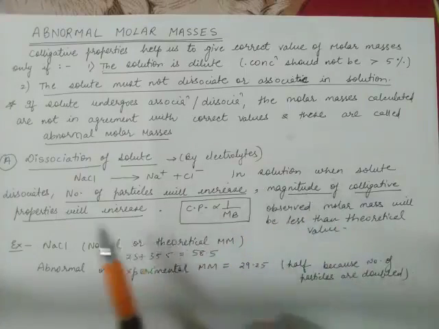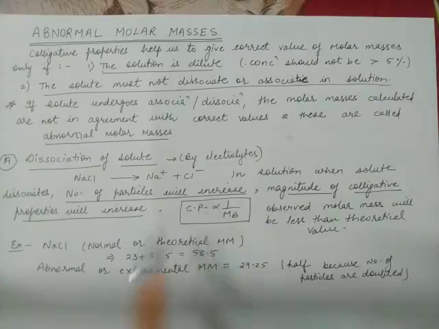Now what will happen in solution when solute dissociates? The number of particles will increase. Suppose I take 100 particles of NaCl. In the solution they will give 200 particles, because 100 will be Na+ and 100 will be Cl-. So the number of particles will increase, and we know that colligative properties are directly proportional to the number of particles. So the magnitude of colligative properties will also increase. Is this clear? Suppose in this case the number of particles are doubled. So the magnitude of colligative property will also be doubled. The observed value will be doubled.